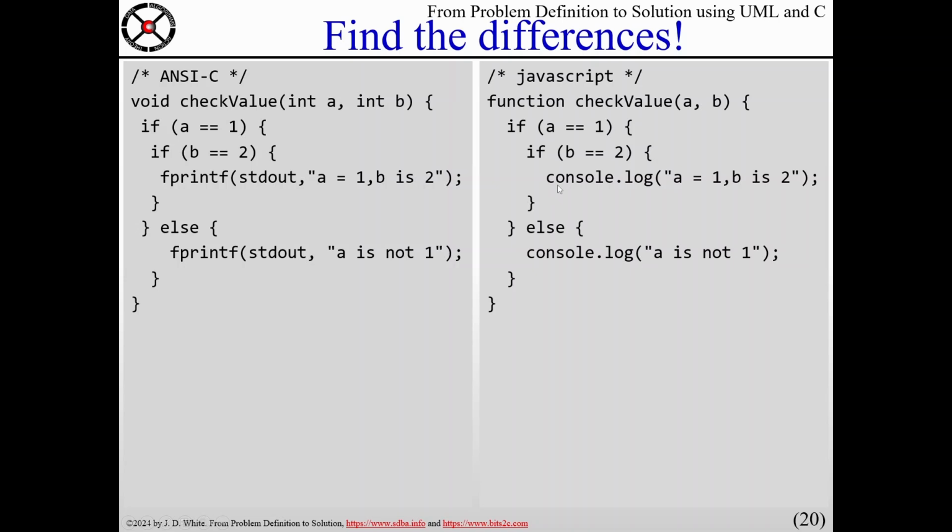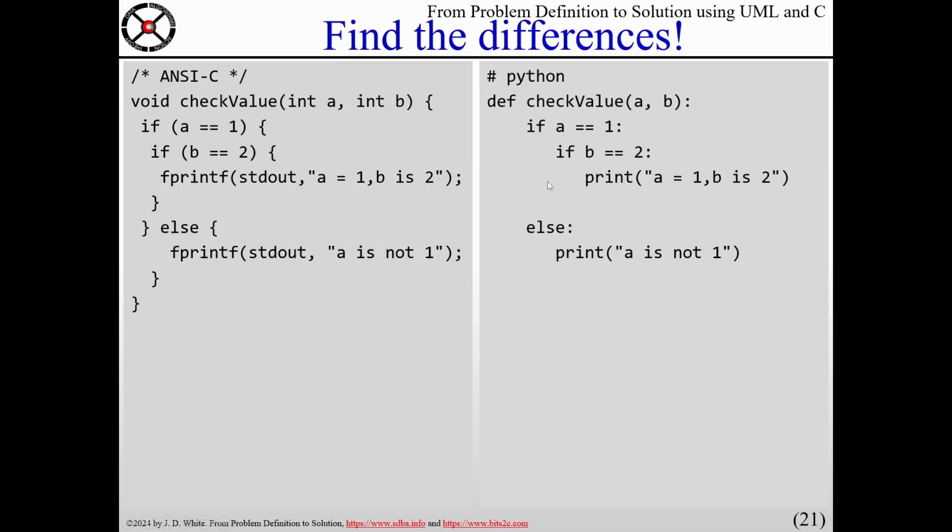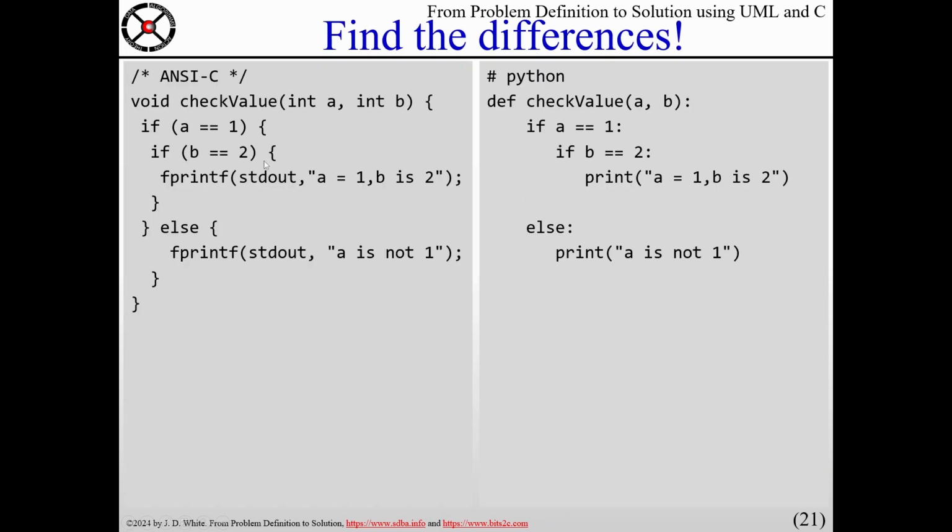Okay, there's JavaScript. Okay, Python. Check value, A, B, if A equals 1, B equals 1, print, else, print A is not equal to 1. You can see how similar everything is, right? But I think C is nicer because I can put everything on one line. Here your spaces are important. If you don't space things correctly in Python, your program will give you errors.